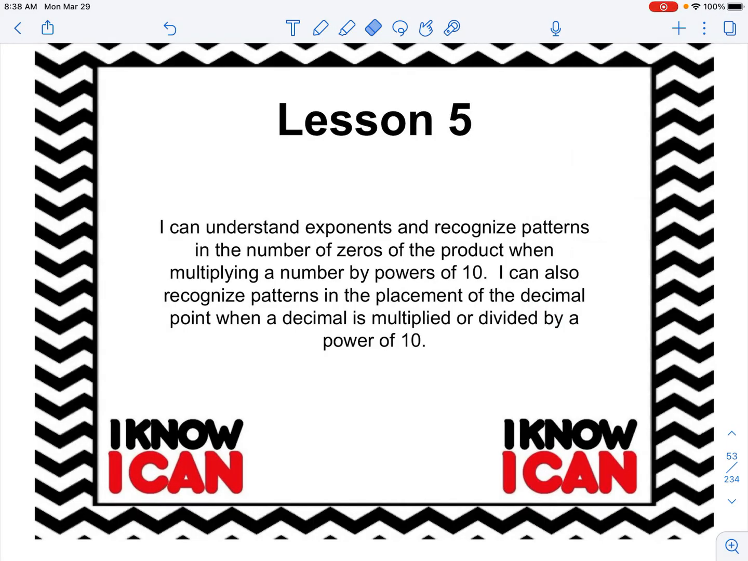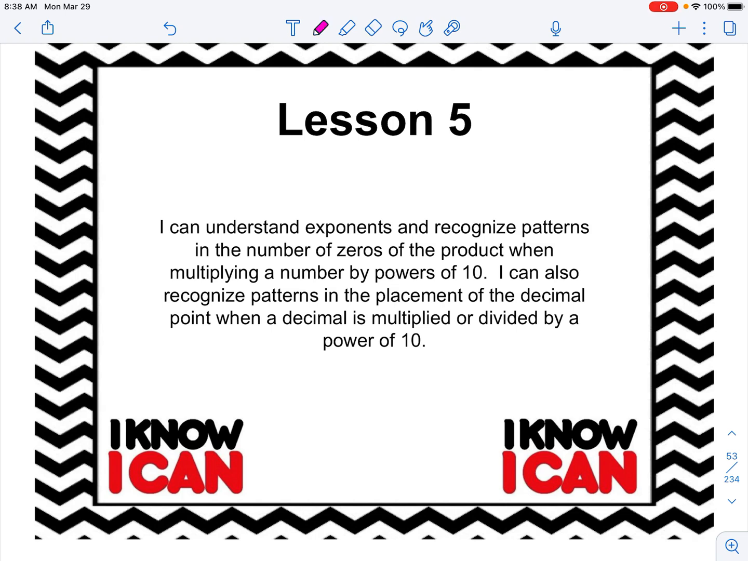All right, guys, we're going to go ahead and get started with lesson 5. Lesson 5 tells us I can understand exponents and recognize patterns in the number of zeros of a product when multiplying a number by powers of 10. I can also recognize patterns in the placement of the decimal point when a decimal is multiplied or divided by a power of 10. So today we're basically going to be talking about exponents, okay?